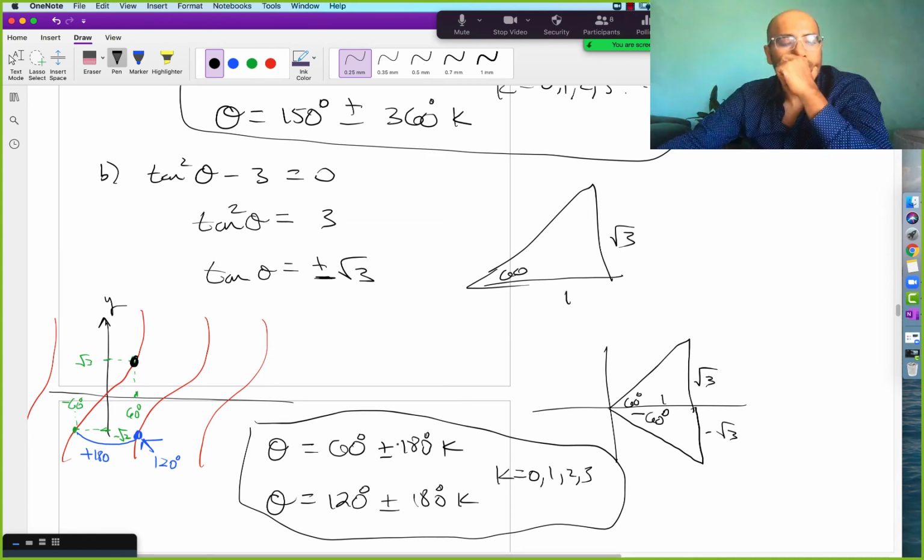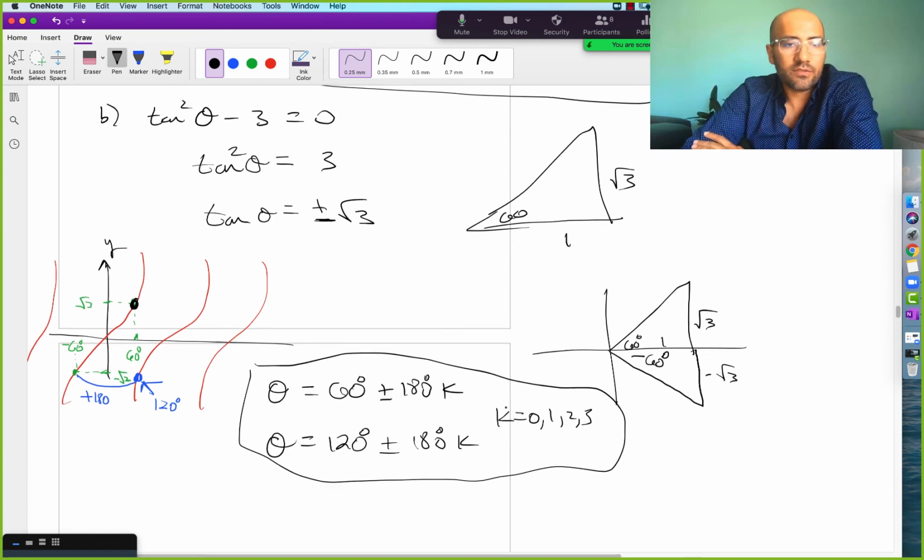Good. Questions? We should come back and confirm that our results are going to work out, and they will, based on the way the equation is framed, right? Because if I can come up with all the angles such that tangent of that angle equals either positive or negative root 3, then squaring it is going to give me a positive 3, and 3 minus 3 is 0. Any questions?